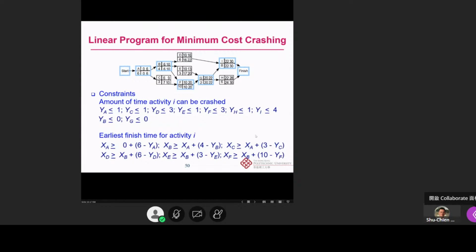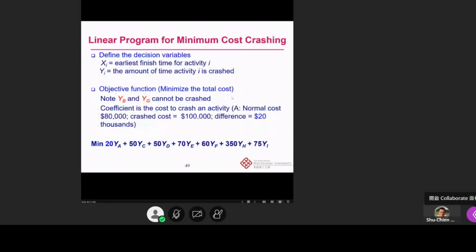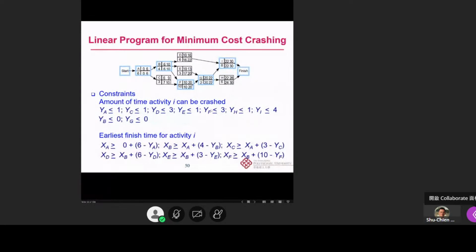Then we also put in some constraints on the amount of time activity i can be crashed. So YA should be less than or equal to 1. Remember that we got the information here, because we can only crash activity A for 1 day, C also for 1 day, D for 3 days, E for 1 day, F for 3 days, H for 1 day, I for 4 days. We just use the normal time minus this crashing time. So we find this because it cannot be crashed more than that.